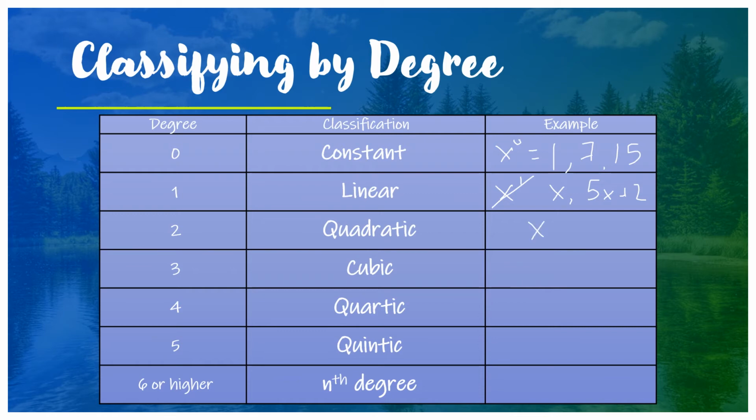Quadratic is going to be if the highest exponent is a 2. Cubic, the highest exponent is 3. Quartic, the highest exponent is 4. And quintic, the highest exponent is 5. If the highest exponent is 6 or higher, this says nth degree, meaning that if you see x to the 6th, you would just classify that as the 6th degree. If you saw x to the 10th, you would classify that as the 10th degree.